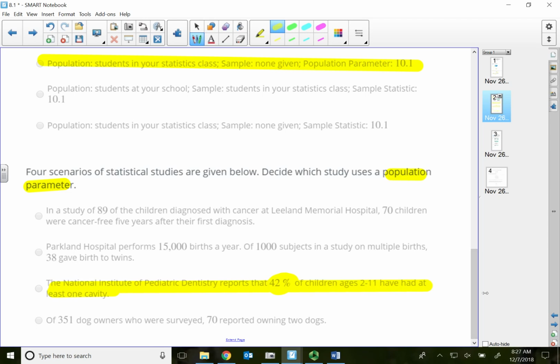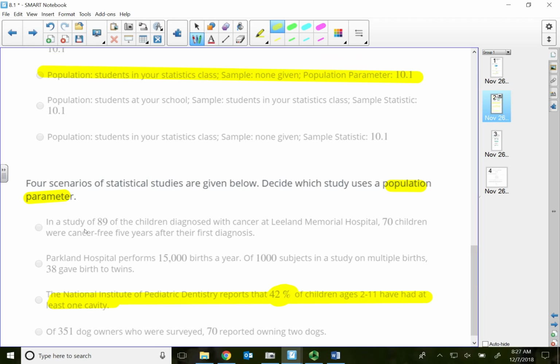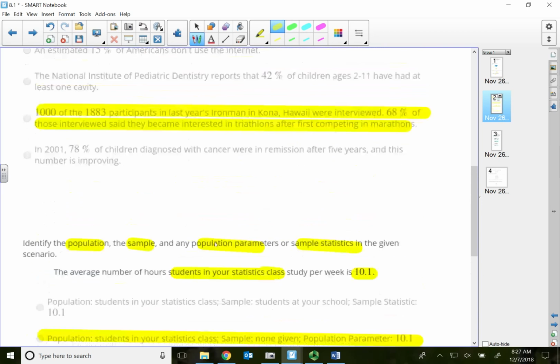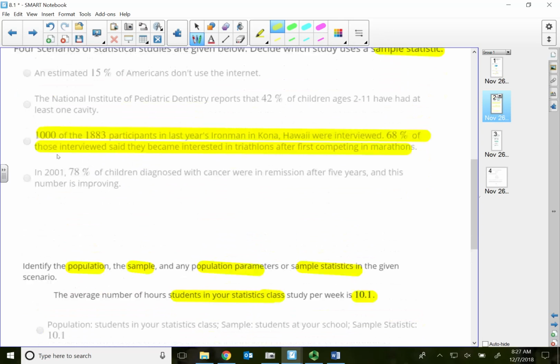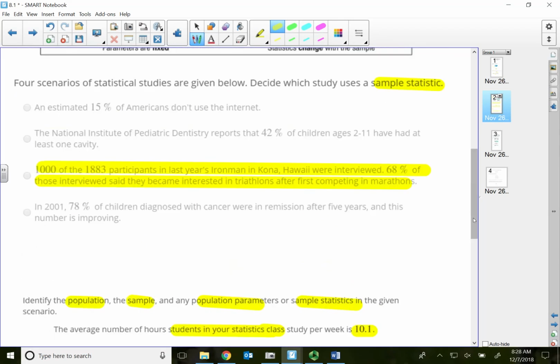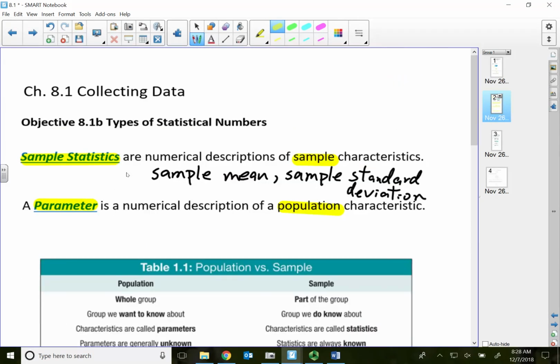So those are just a couple of examples of how we can identify the population parameter versus the sample statistic. These numerical values, or numerical descriptions, attach to whether they are referring to a population or a sample.